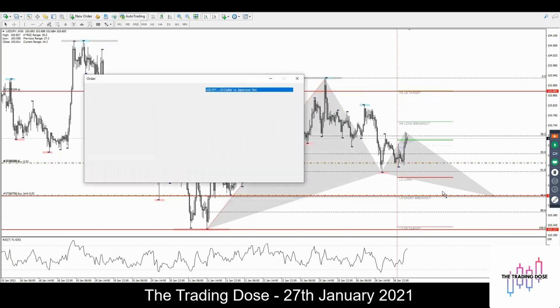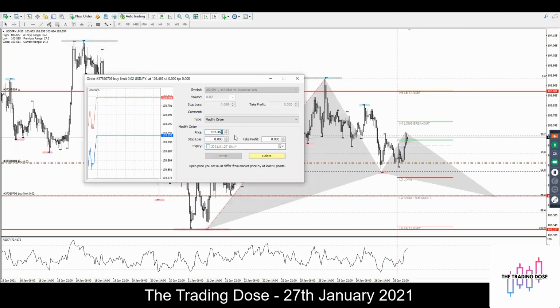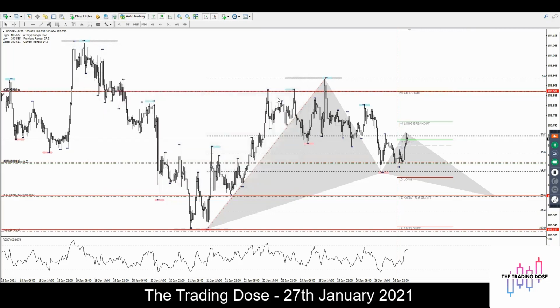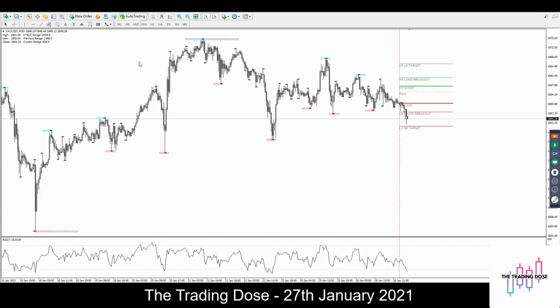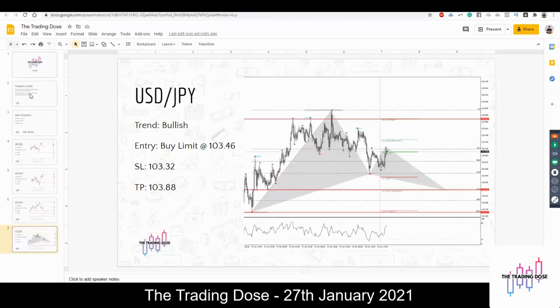Let me adjust this. This is going to go in at 46. Stop loss here is 103.32, and target is 103.88. Good, right? That's good. All right, so that's the last one. Gold right now, there's nothing much on the chart. I think it's just consolidating. No high probability trades to really focus on. So for today, that's all that we have.